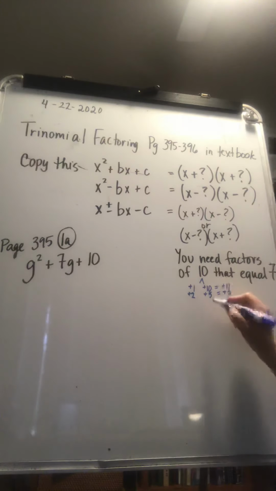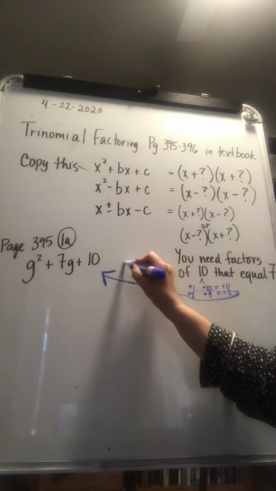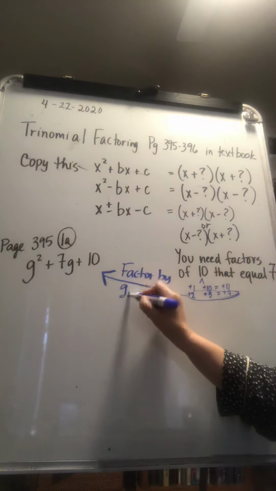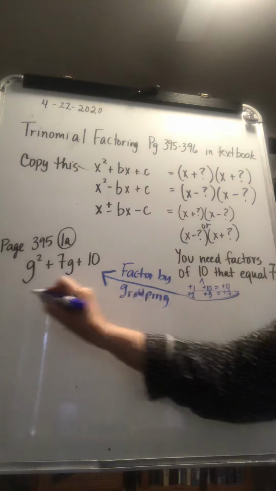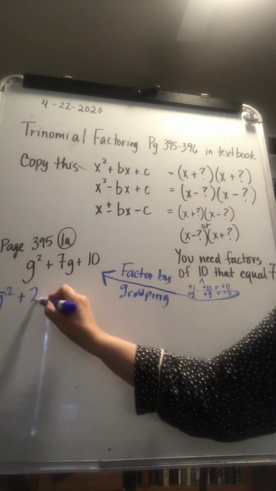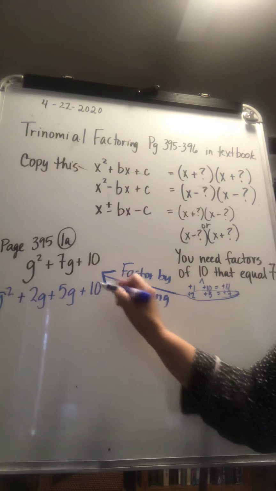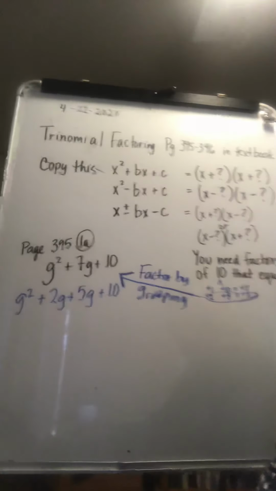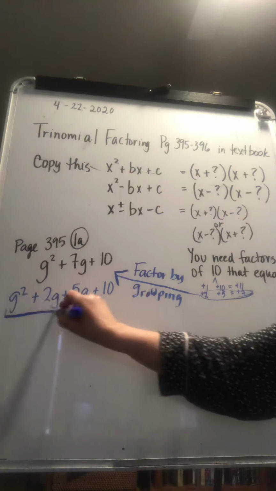So now I'm going to take these 2 and I am going to factor by grouping. So we have g squared plus 2g plus 5g plus 10. Okay? So now, there we go, it looks better. I'm going to put them in 2 groups.